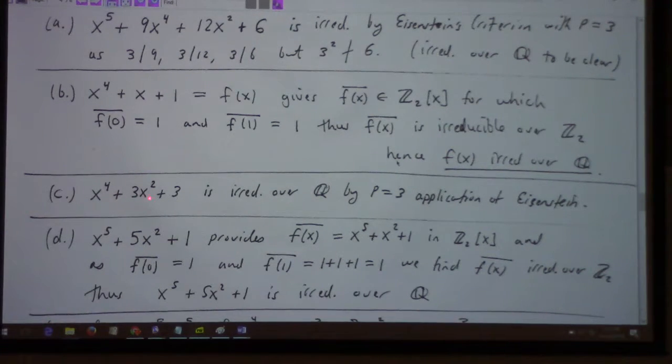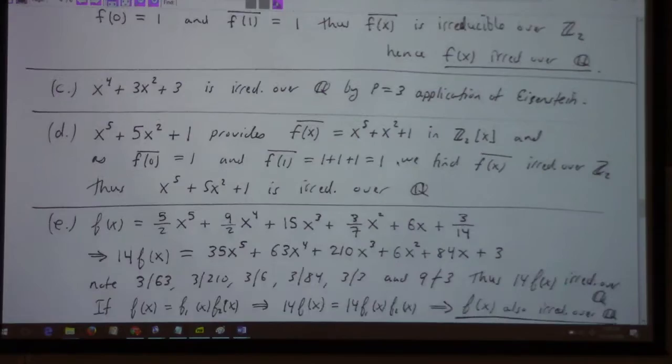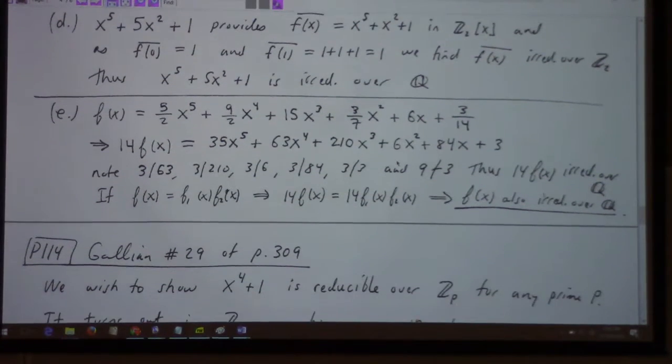X to the 4th plus 3x squared plus 3 is irreducible over Q by p equals 3 application of Eisenstein. 3 divides 3, 3 divides 3, 9 does not divide 3, yay! Eisenstein, we love you. Anyway, f of x, and this one I can't do Eisenstein, so I tried the Z2 reduction, and bammo, it works again. There are ones where Eisenstein and Z2 don't work, you know. That has happened. There are examples in Gaussian. We've looked at them.